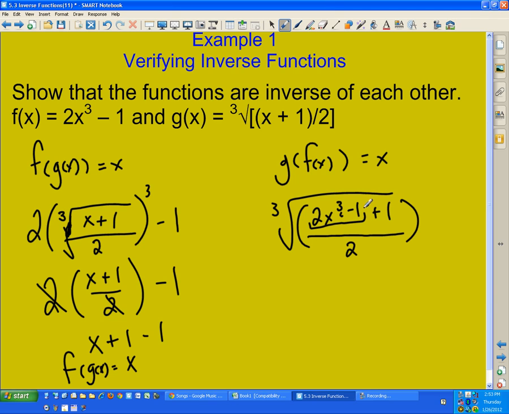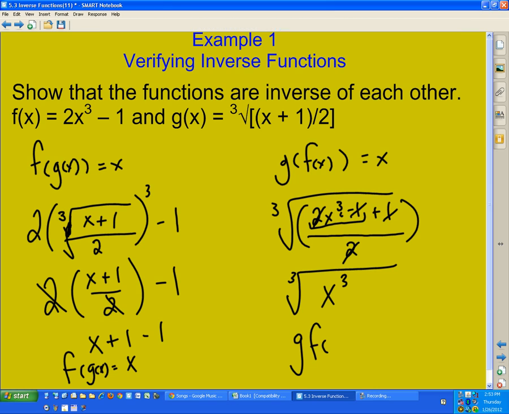So combining like terms, I can get rid of those guys, and I can divide these guys out now. And so I'm really left with the cube root of x cubed, which means that g of f of x is x also. So yes, they are inverses of one another. If you don't get x for each of them, then they are not inverses of each other.